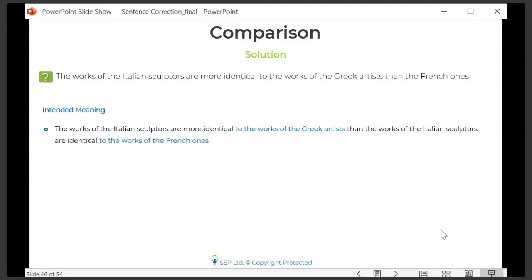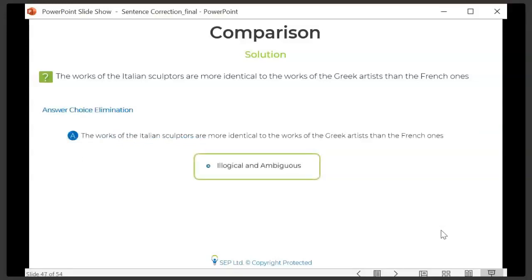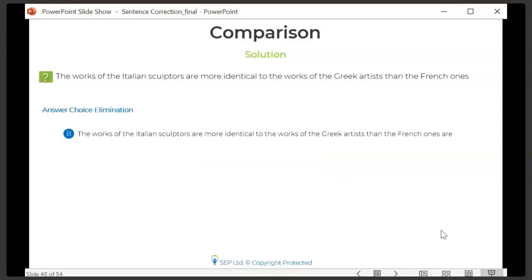All right. So here is choice A. We eliminated it. It's ambiguous, and therefore it is not the correct answer. Let's look at choice B. The works of the Italian sculptors are more identical to the works of the Greek artists than the French ones are. So the only thing different in choice B is the addition of the word "are." Now let's see, this addition, does it bring about clarity, or does it add to the confusion, or is it simply not required? Let's see.